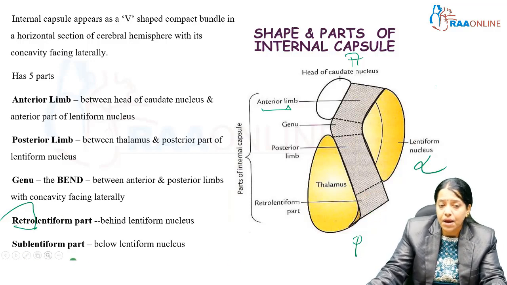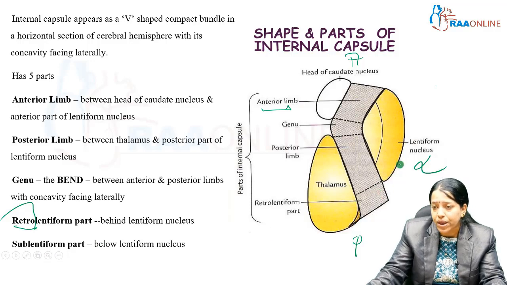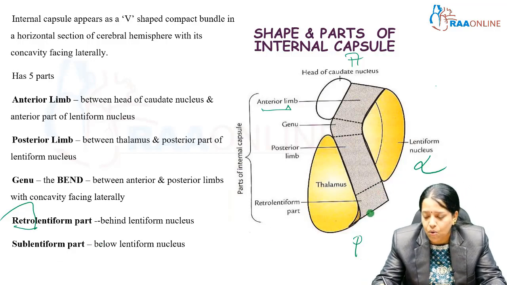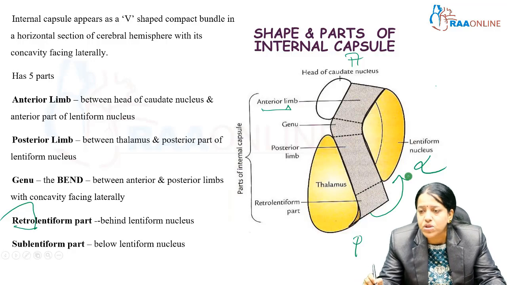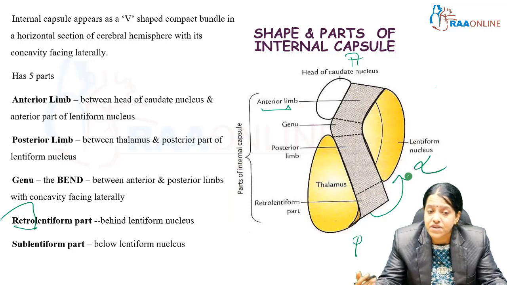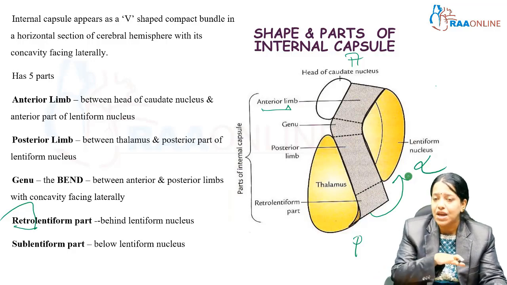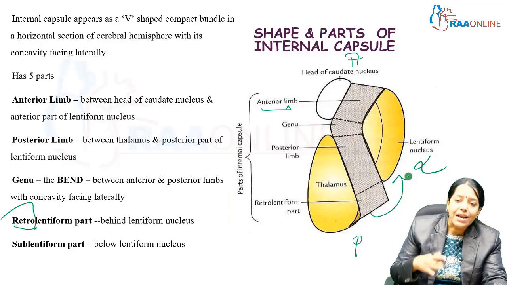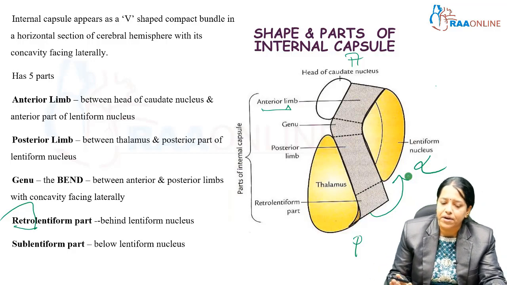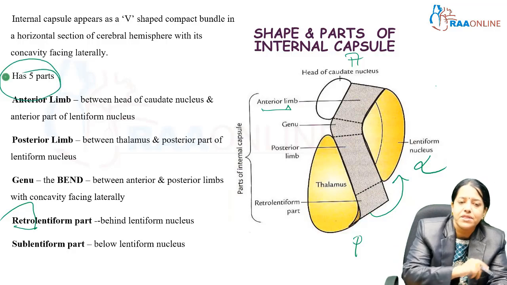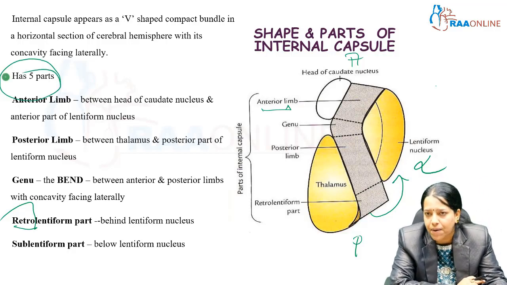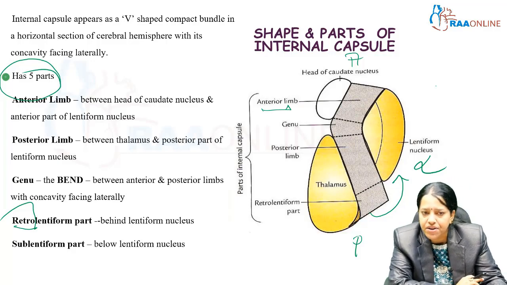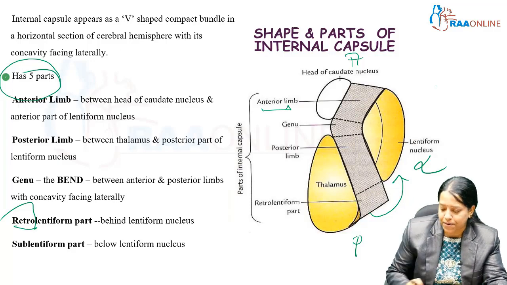And there is also a sublentiform part which is going below, something like this, below the lentiform nucleus, which is not seen in this transverse section because it is at one level. That part is called the sublentiform part. So basically you have to remember that the internal capsule has 5 parts: the anterior limb, the genu, the posterior limb, the retrolentiform part, and the sublentiform part.